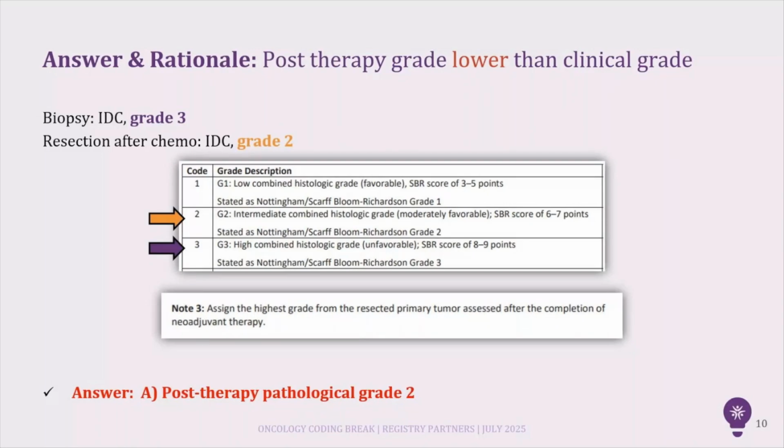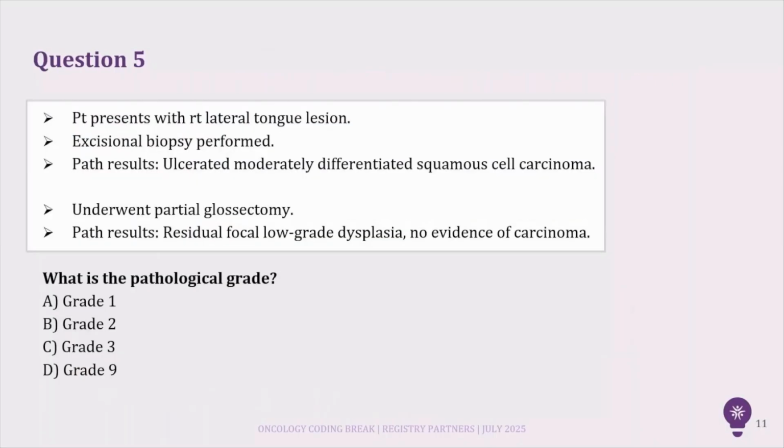So the patient presents with a right lateral tongue lesion. An excisional biopsy is performed and it results in ulcerated, moderately differentiated squamous cell carcinoma. The patient underwent a partial glossectomy and had a little bit of residual focal low-grade dysplasia, but no evidence of carcinoma. So how should we code the pathological grade in this case? So pathological grade.